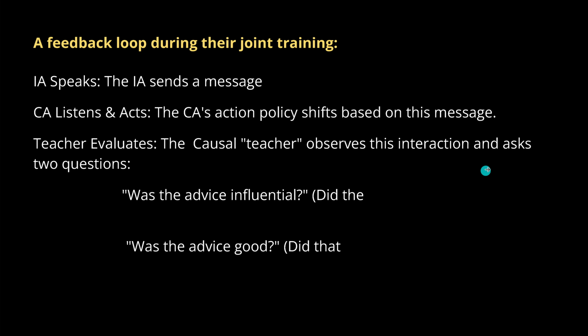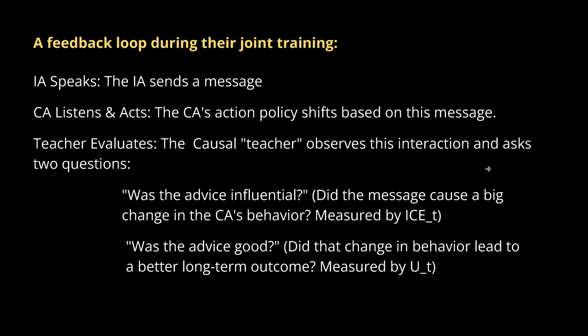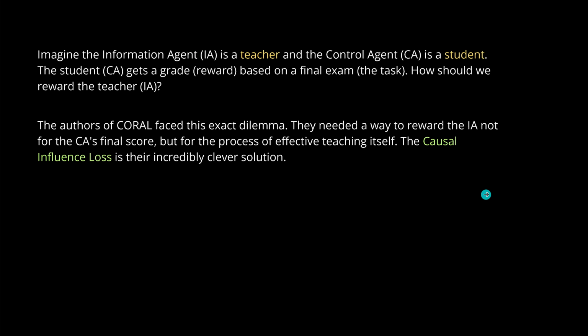And then you have two questions that are necessary to understand the loss function. You ask, was this advice influential? So did the message cause a big change in the behavior of the active agents? And was the advice any good? So did this change in the behavior lead to a long-term stable outcome? And if you combine this into a mathematical formula, then you have a great causal influence loss function. And this is, I think, a real clever solution.